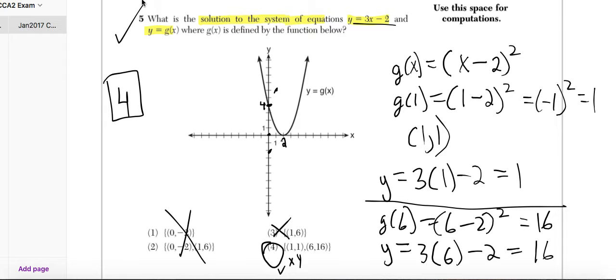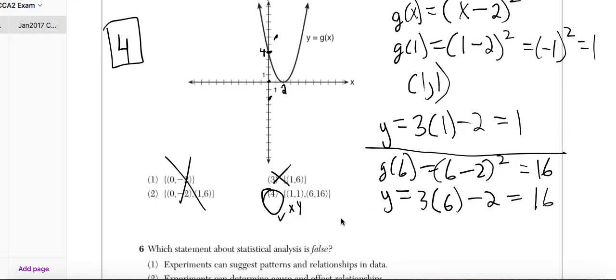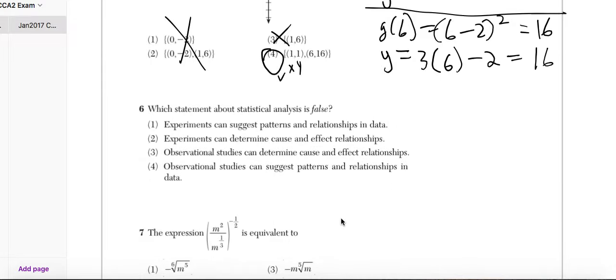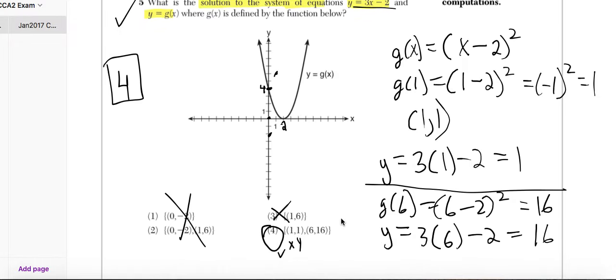All right, we could have done this algebraically or a lot of other ways, but I felt like just seeing that it was a giveaway that in choices 1 and 2, 0, negative 2 was not on the graph, and in choice 3, 1, 6 was not on the graph. So by elimination, it had to be choice 4. So I kind of thought that was cool. Moving along now. And the topic would be quadratic linear systems.